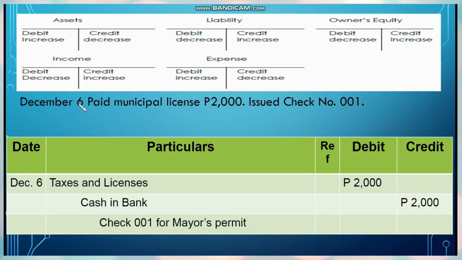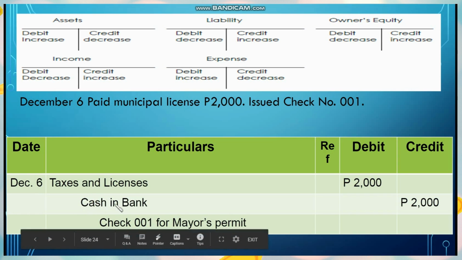Next, December 6, paid municipal license for 2,000, issued check number 001. Businesses usually pay using check or other means, but in this case, a check was issued and the check number is 001 and the amount is 2,000. If we paid cash, we issued a check, that means our cash decreased. And a decrease in cash or a decrease in asset is recorded as a credit entry. So we credit cash in bank.